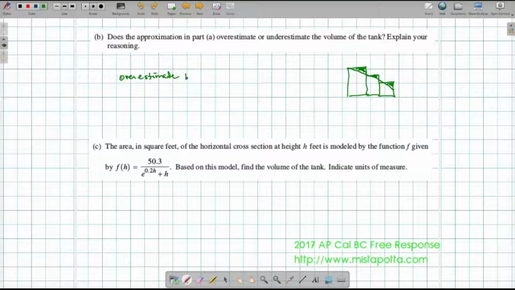So we can say that our estimate is an overestimate, and our reasoning is because our function a of h is a decreasing function. So that's what we're looking for here.